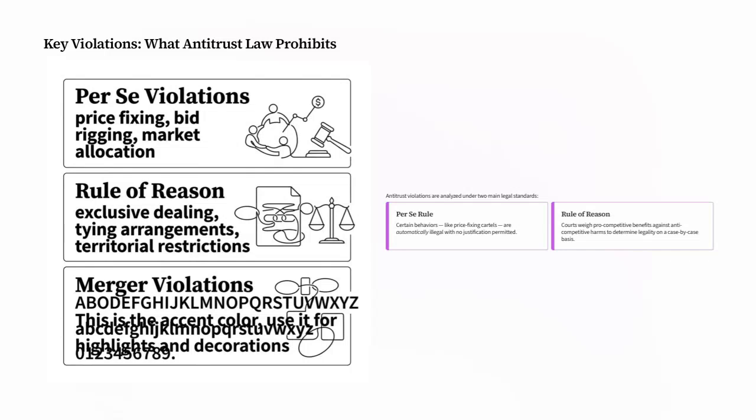Antitrust violations are evaluated under two main legal standards, and the distinction is important. The per se rule applies to conduct considered inherently harmful to competition, such as price-fixing cartels. When this standard applies, the behavior is automatically illegal, and businesses cannot defend it by offering possible justifications. The rule of reason takes a more nuanced, case-by-case approach. Courts weigh the conduct's pro-competitive benefits against its anti-competitive harms before deciding whether it violates antitrust law. Together, these standards help determine how rigorously a particular business practice is evaluated.